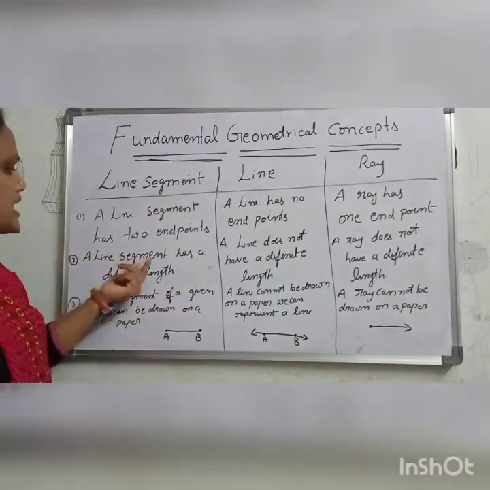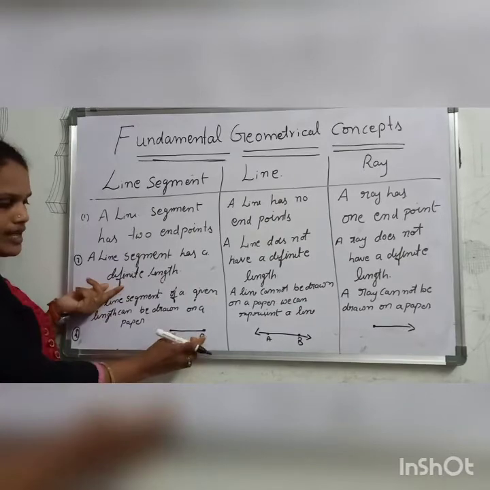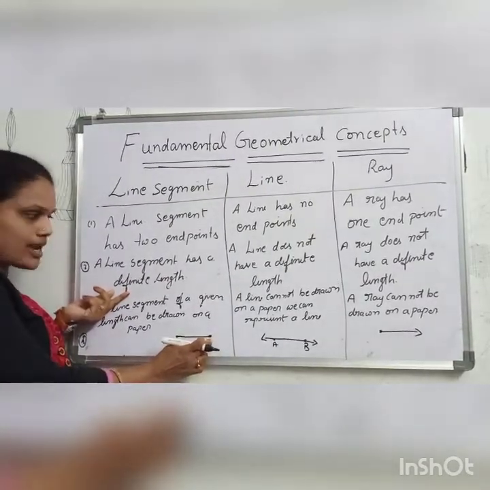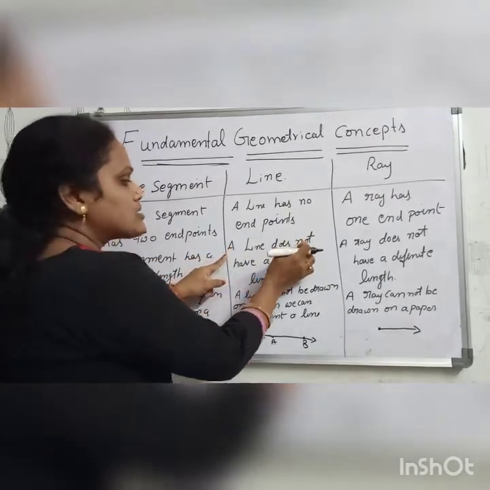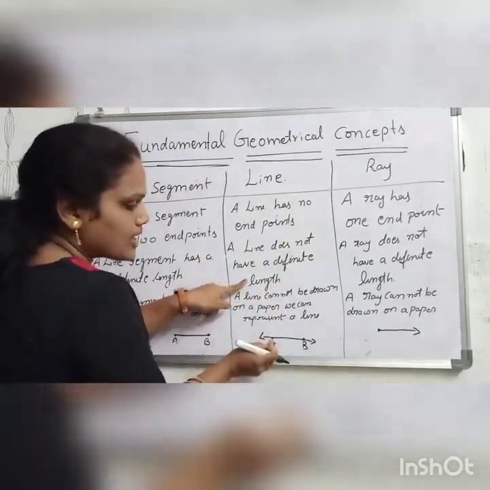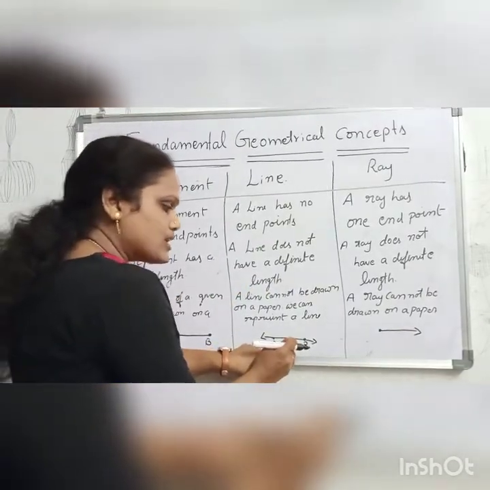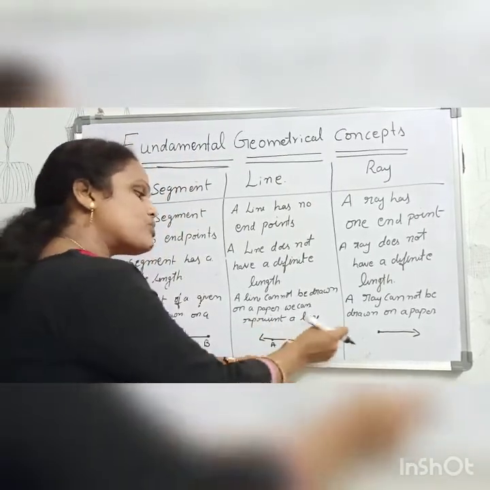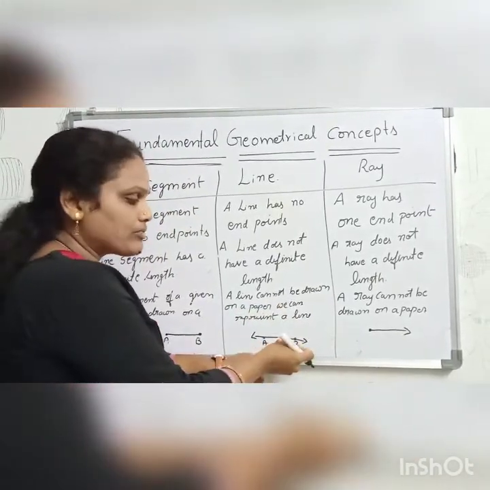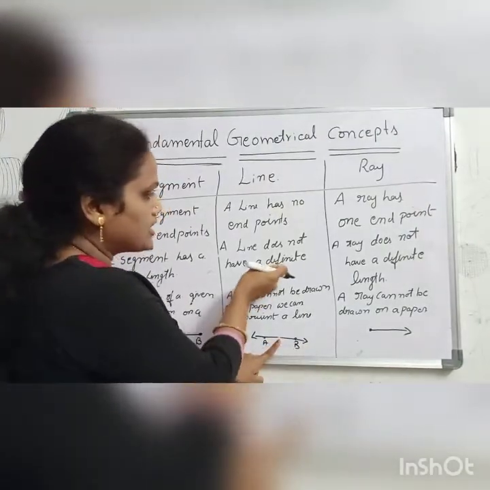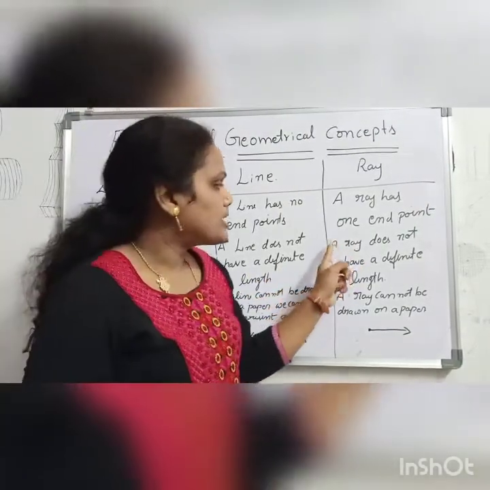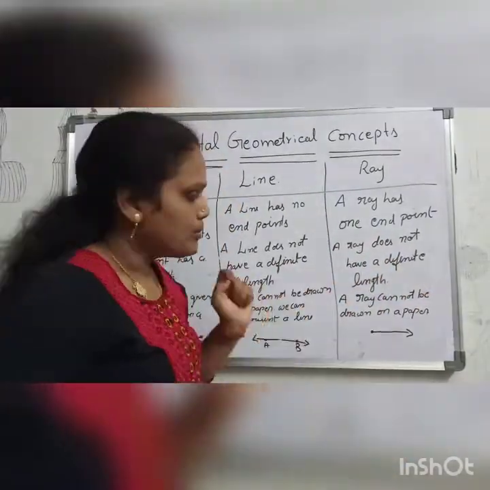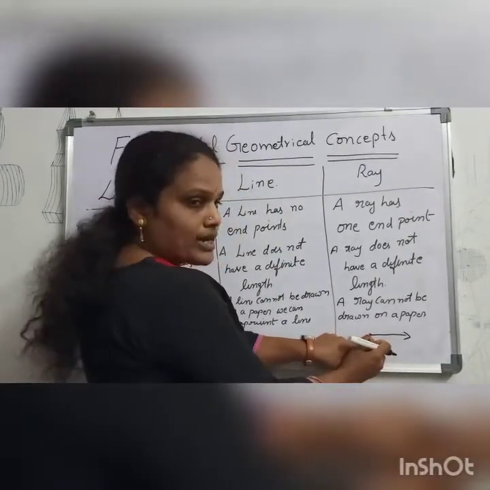A line segment has a definite length, which we can measure with the help of a scale. A line does not have a definite length, because it extends indefinitely; however far it goes, we can't measure it with a scale. The same applies to a ray. A ray does not have a definite length, because only one initial point, one end point, is there.